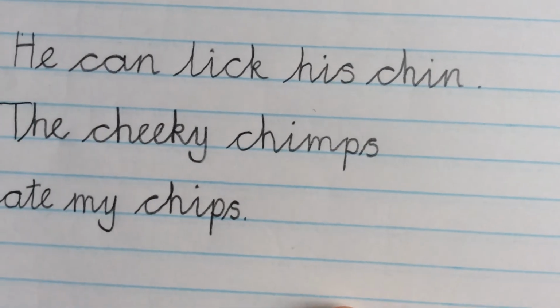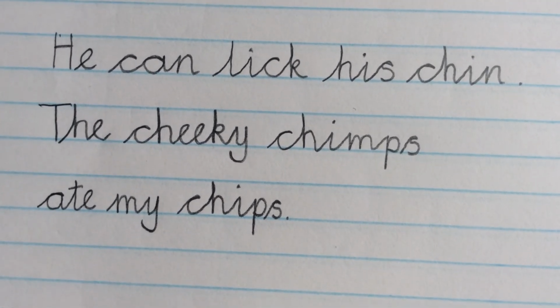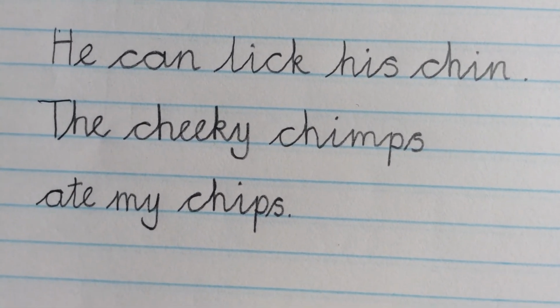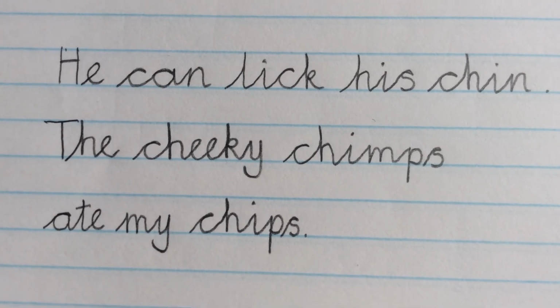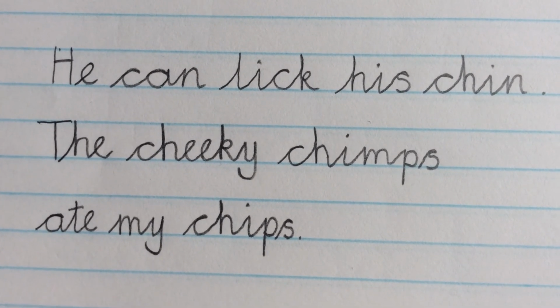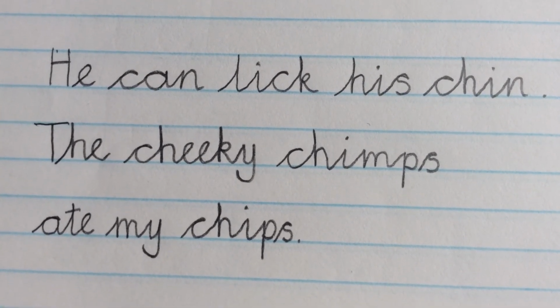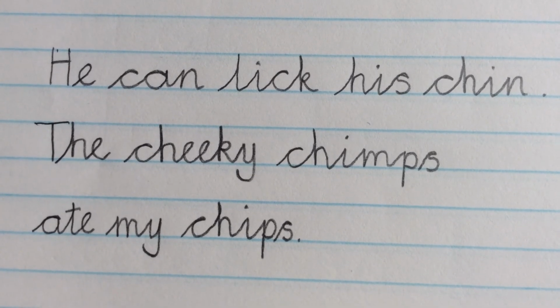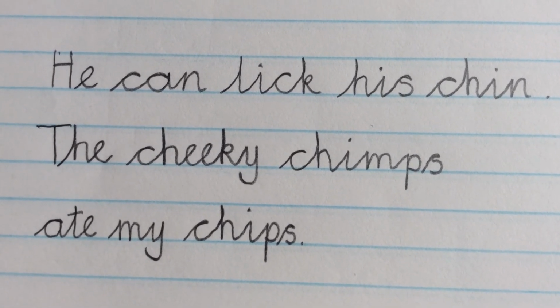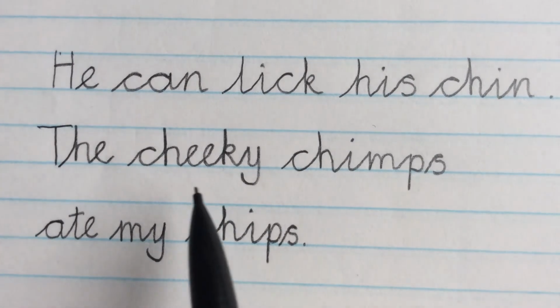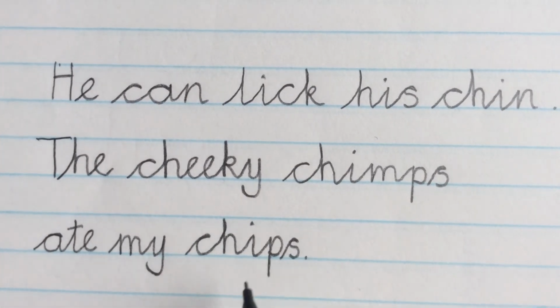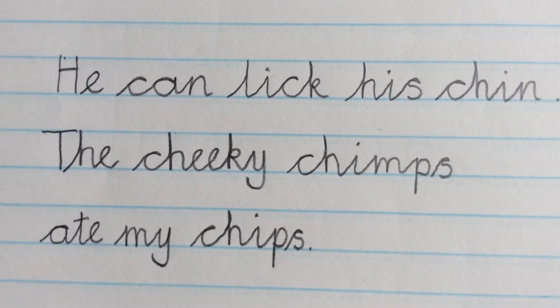So, there we have our joins from C to an H and a K and an L. You need to keep practicing until your writing is perfect. You'll know it's perfect when you can write the word the same every single time you write it. The letters are the right size and you've got all those lovely diagonal joins. Keep practicing.